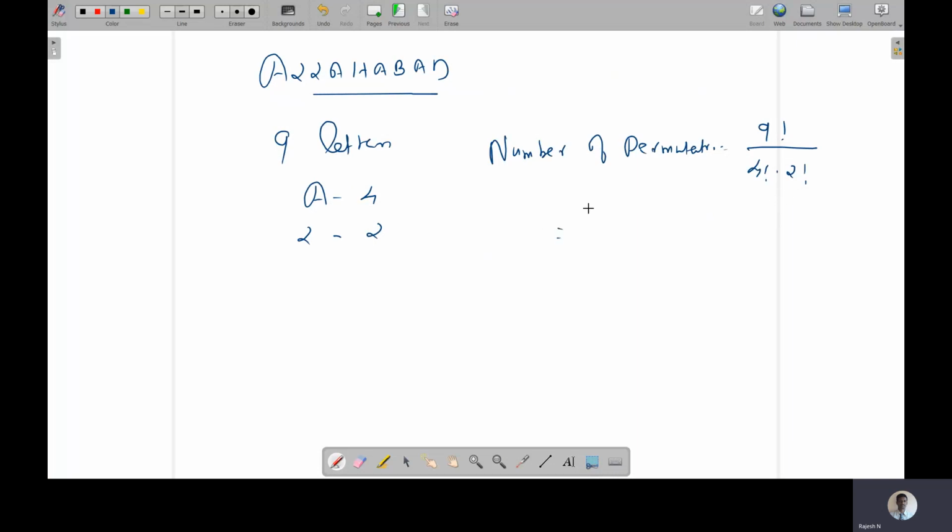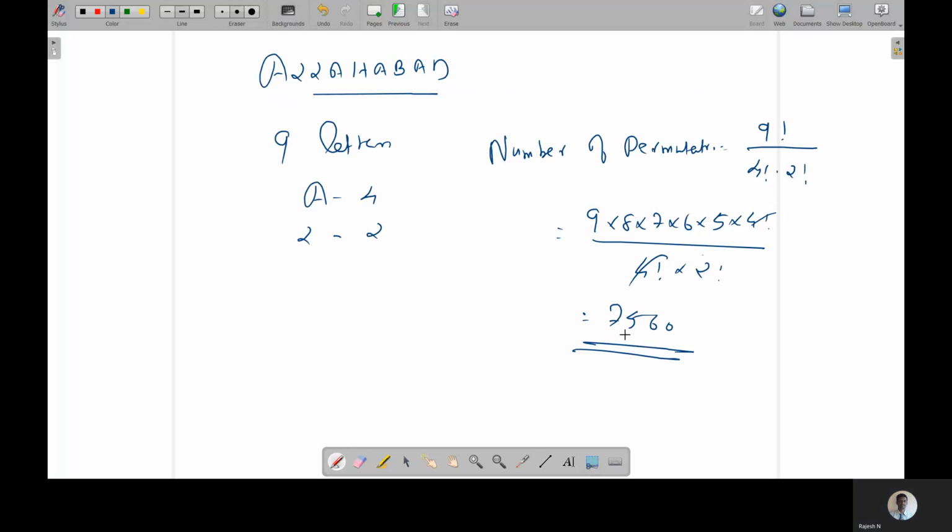So 9 factorial is 9 into 8 into 7 into 6 into 5 into 4 factorial by 4 factorial into 2. 4 factorial cancels. So what you are getting? The answer is 7560. This is the way we are arranging Allahabad.